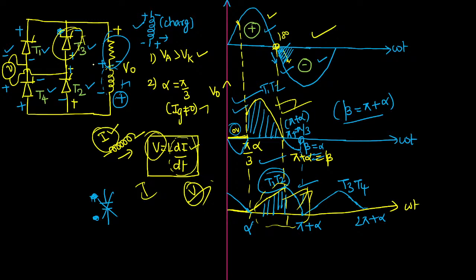Sir, for RL load only, I naught average equals V naught average by R. Rajesh, I am not getting you. What are you trying to say? You are saying that only when it is a resistive load, I naught average equals V naught average by R should be written? Am I right? You are telling this one only.